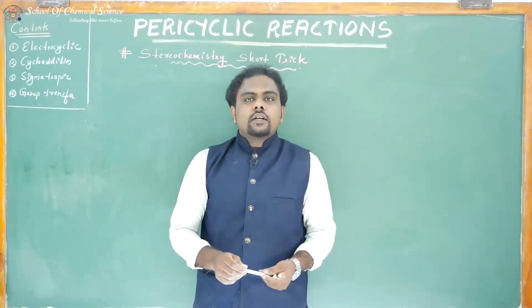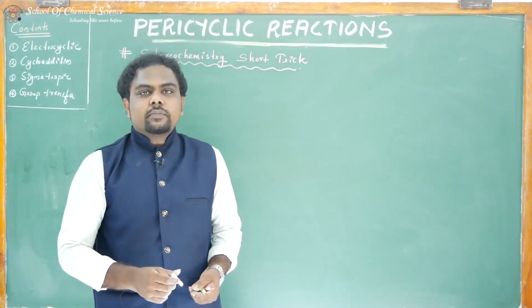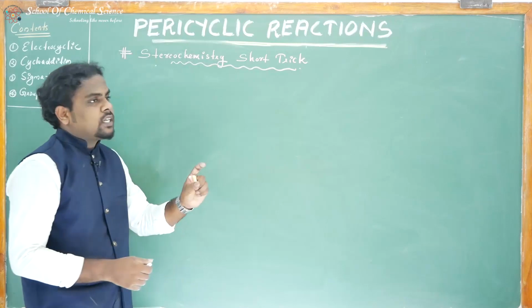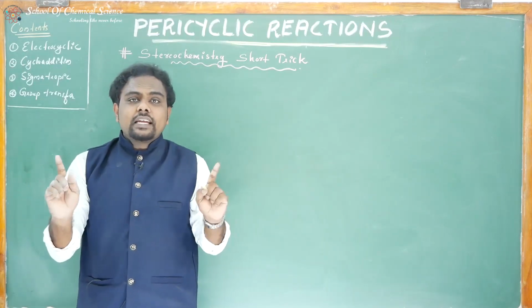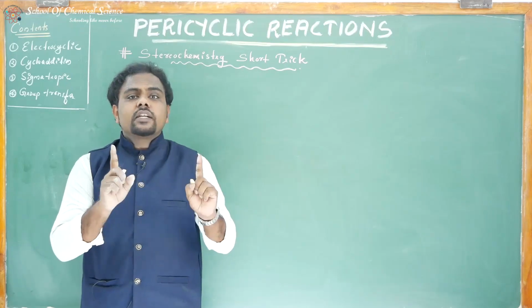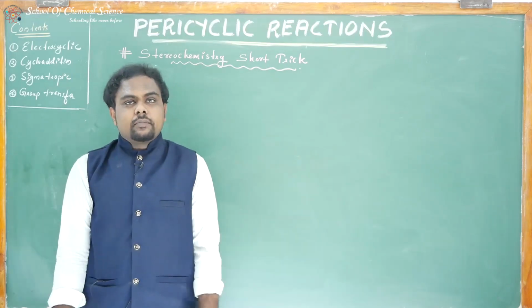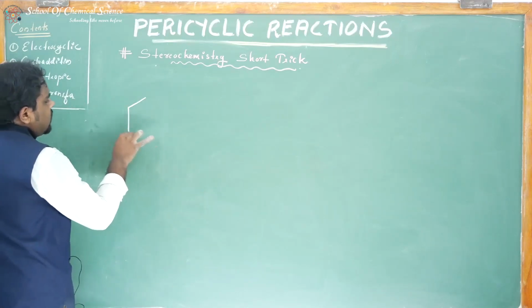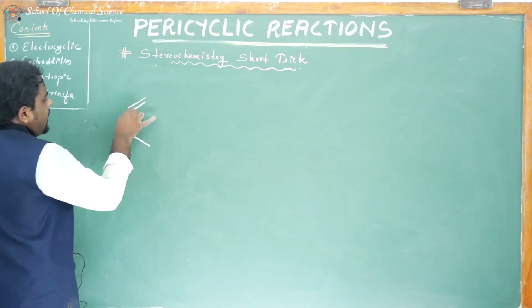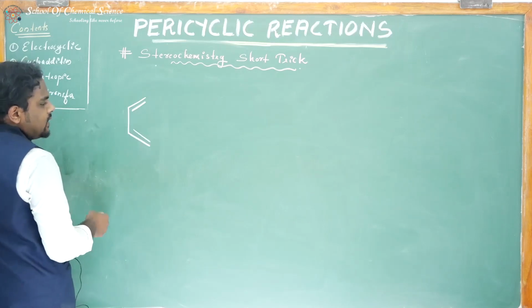Okay, next one, a short trick for stereochemistry. Based on this short trick, you can predict the stereochemistry of any electrocyclic reaction. It is very useful for your NET and GATE exam. Okay, suppose you have the conjugated diene or polyene like this.